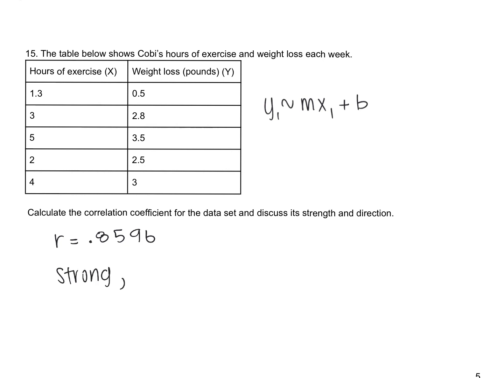And then when it comes to direction, we want to know, is this a positive or negative correlation? If your r value is positive, it's positive. And if it's negative, it's negative. And this is a positive value.